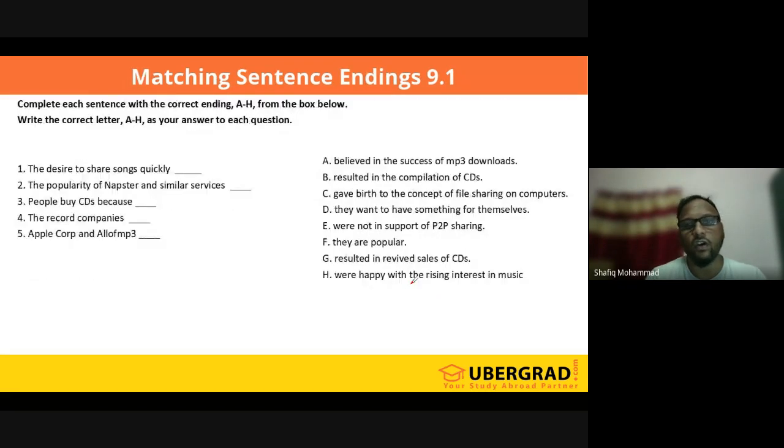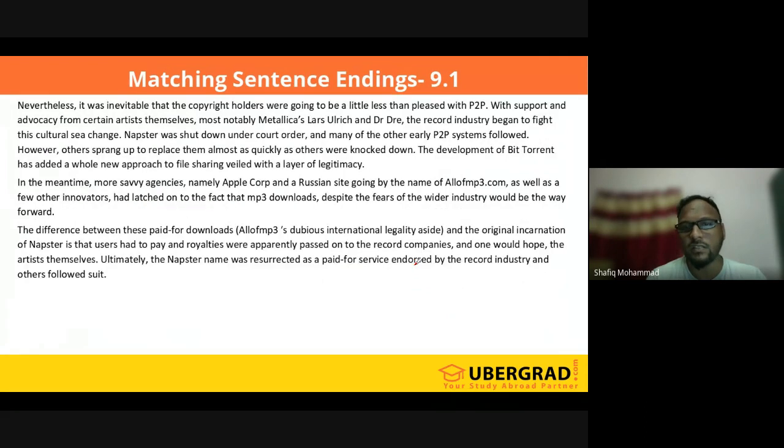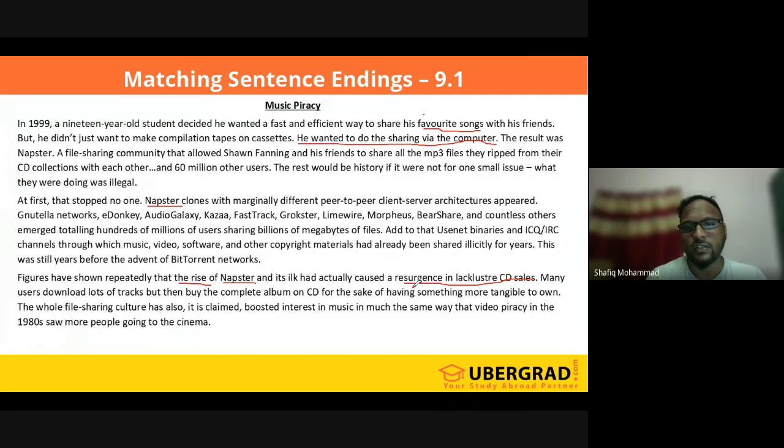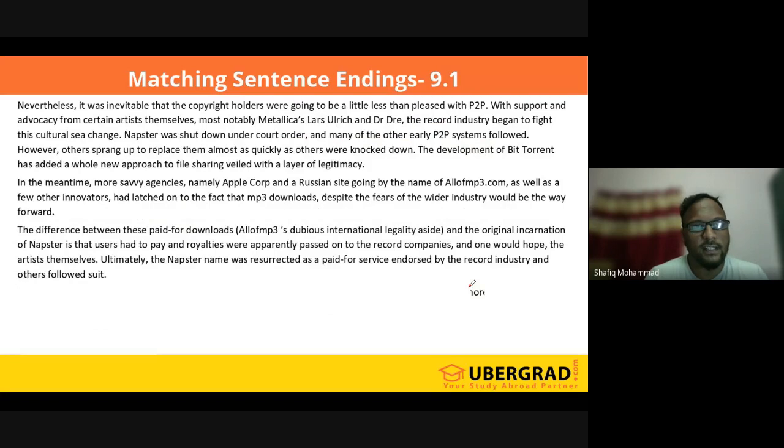So here we got the second one. That's what I was thinking. Where is the popularity missing? So the popularity is nothing but the rise of Napster, and revived is the keyword right here. Revived is resurgence. Resurgence means obviously it went up or it came in a new way. Resurgence. Okay. Very good.